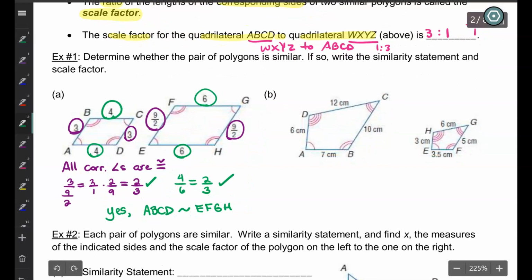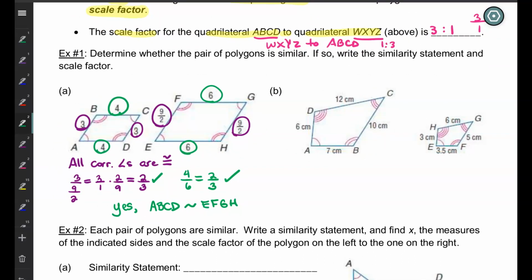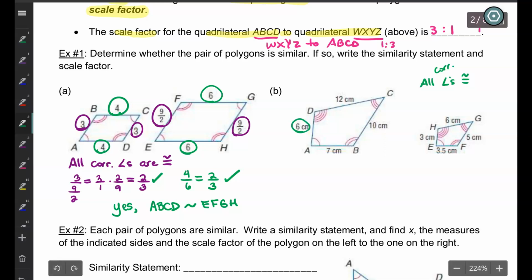Okay, B. Again, what I want to do is compare the angles. I can see all the corresponding angles are congruent. I should say corresponding, because they're not all the same. Let's just start out. 6 has to correspond to 3, so that's going to be a ratio of 2:1.